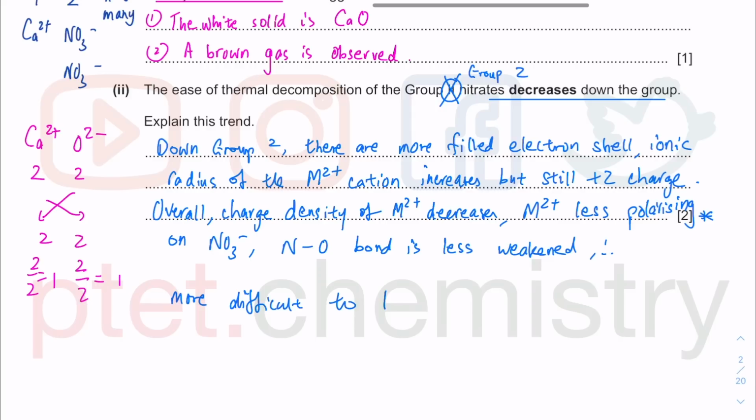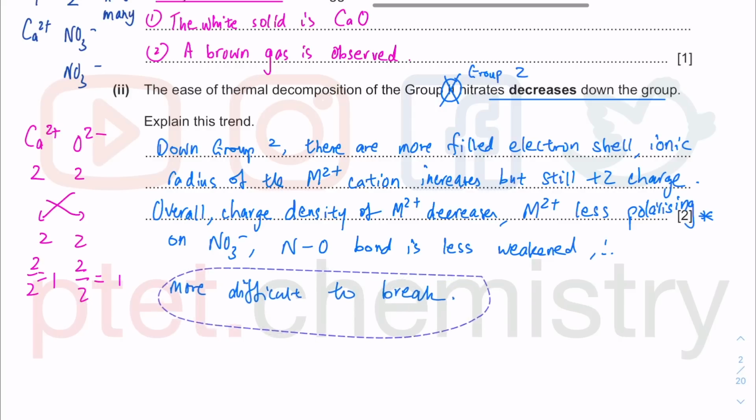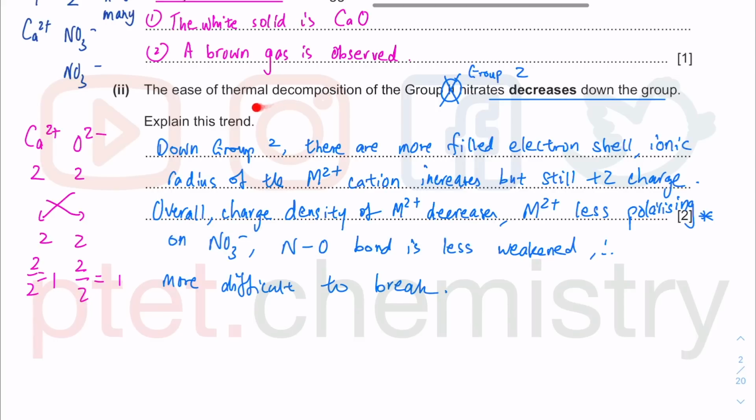That is why the temperature of decomposition will be higher, but they're not asking about temperature required. They're asking you how easy it is to decompose, because it becomes much more difficult to decompose. So how easy it is would decrease down group 2.